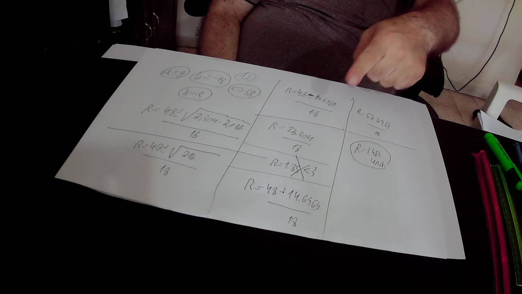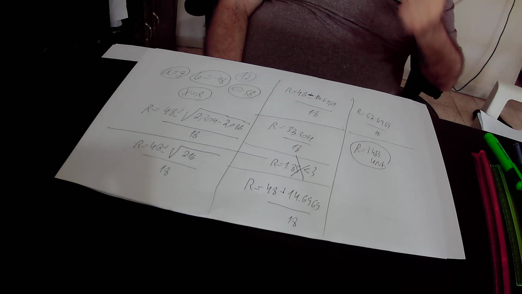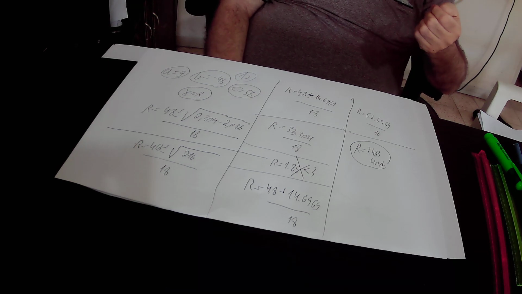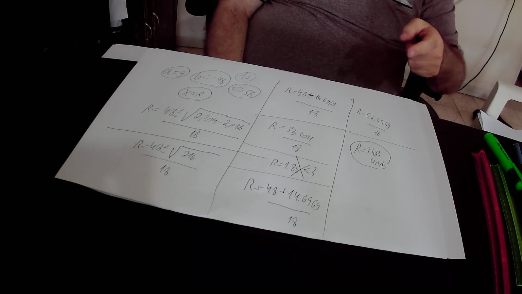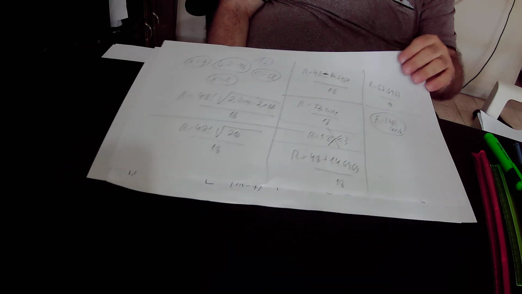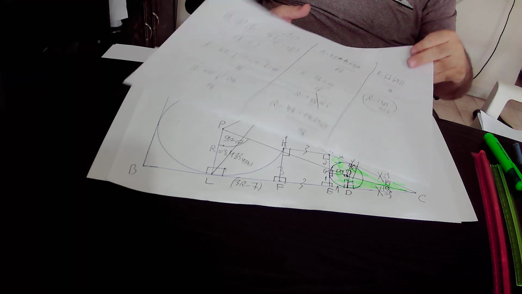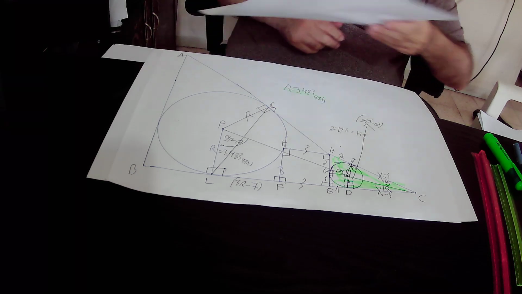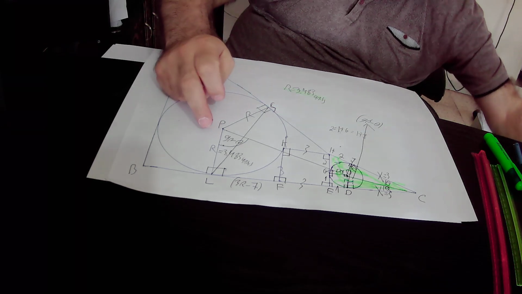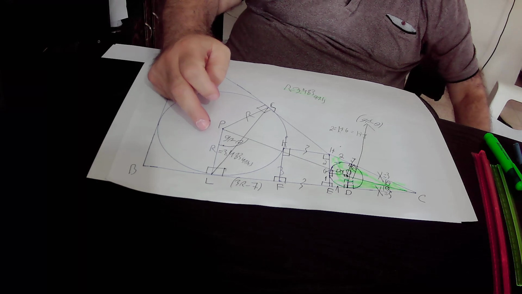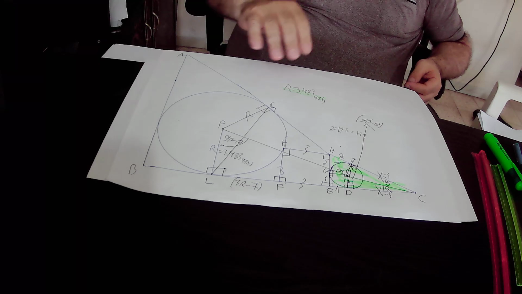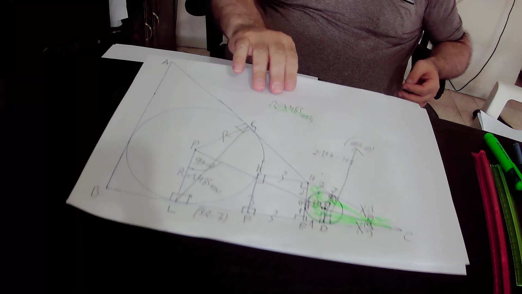R equals 48 plus 14.6969, over 18. 48 plus 14.6969 is 62.6969, and if we divide it by 18, we get that the radius of this big circle is equal to 3.483 units. Here, I repeat again, that the radius of this big circle is equal to 3.483 units. Okay? Thank you very much.